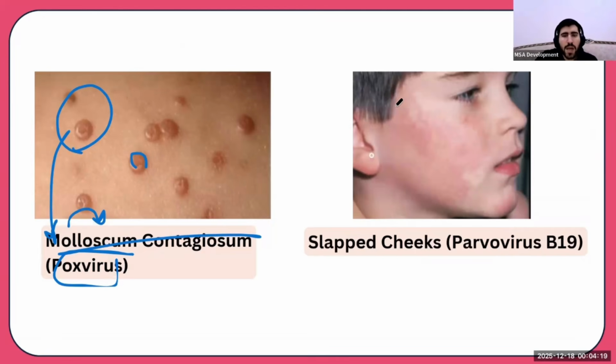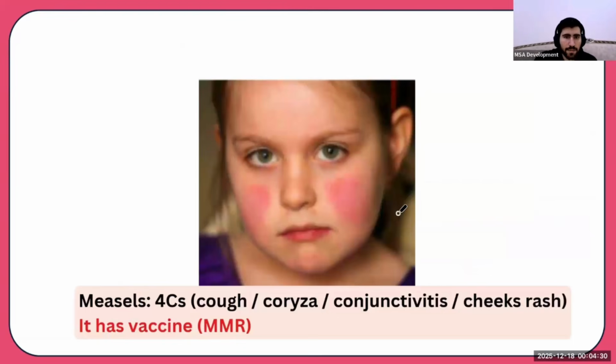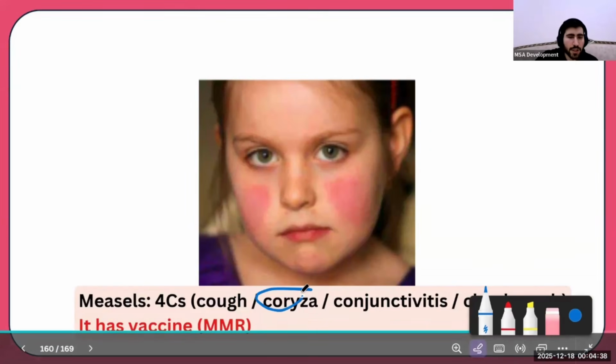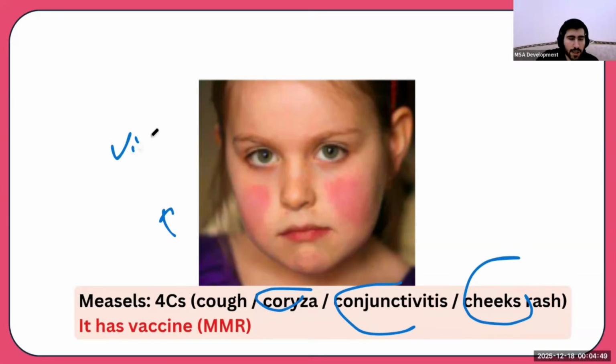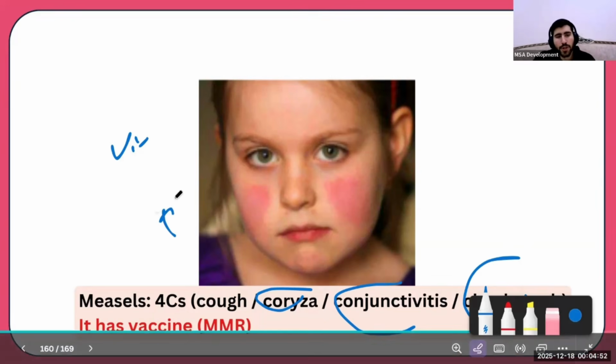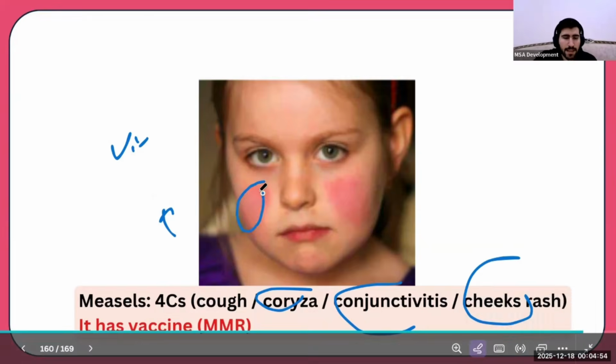It's molluscum contagiosum. And if the child has a slap cheek appearance, meaning his cheeks are very red, even with the neck, that's parvovirus B19. Just memorize the picture with parvovirus slap cheek appearance. Also, if someone has this cheek inflammation and also has cough, coryza, which is runny nose, conjunctivitis, and the slap cheek appearance, these people have measles. So measles is a viral infection that causes the 4Cs disease, which is cough, coryza, conjunctivitis, and slap cheeks appearance. And it has a vaccine, which is MMR.